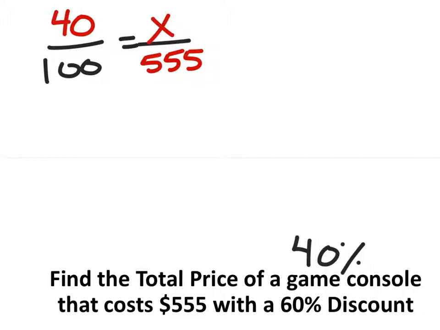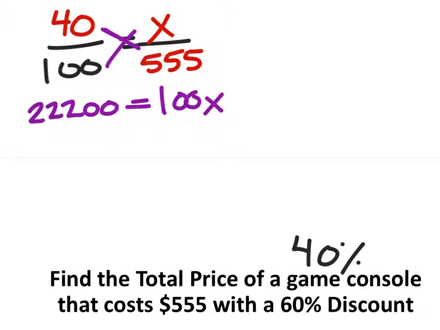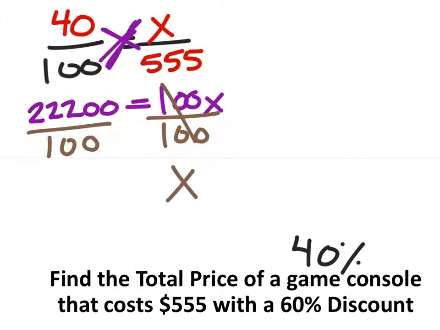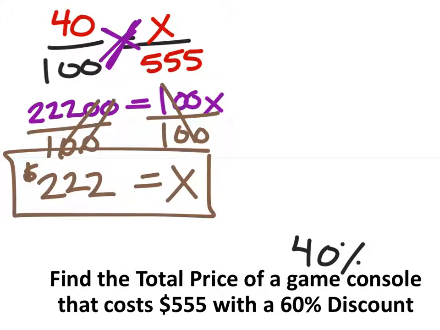And if we solve, we're going to solve directly for the final price or total price of the game console with the discount. So to do that, I'm going to use cross multiplication, 40 times 555. And that gives me 22,200 equals 100x from the other cross right here. Now, to solve this one, all I'm going to do is divide both sides by 100 to get rid of the coefficient of x, which gives me x equals, again, we're canceling out zeros there, and we have $222, which we've already found to be the final price anyways.